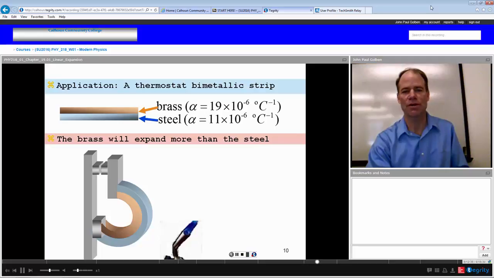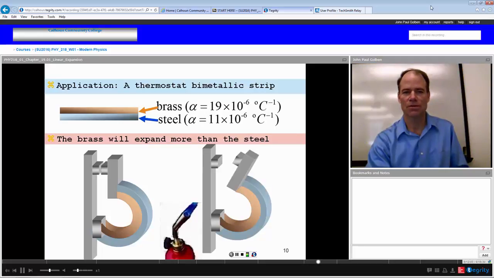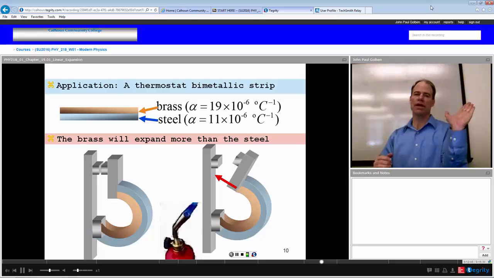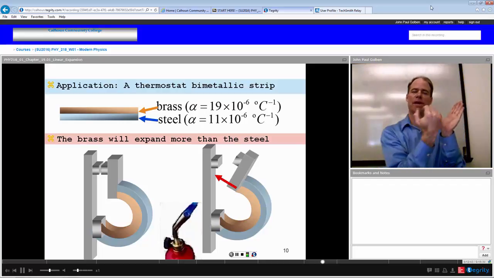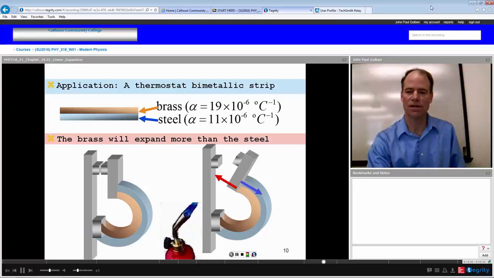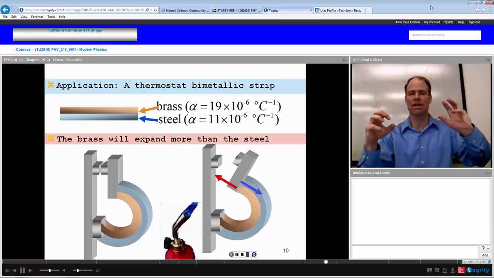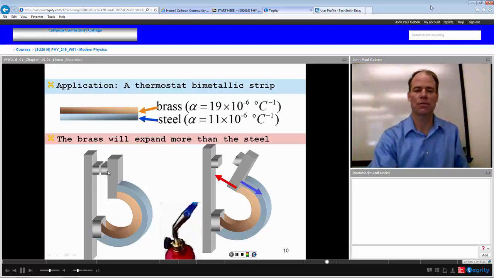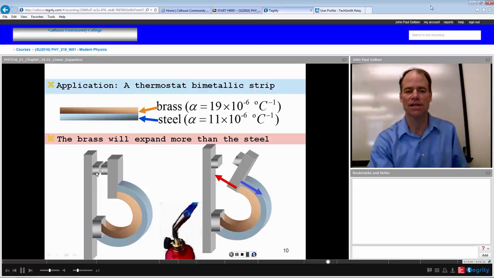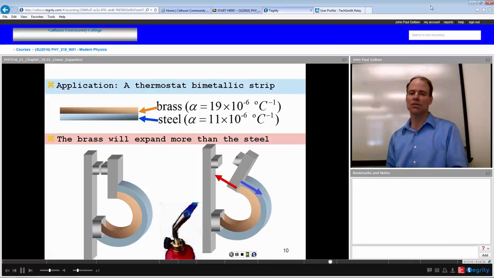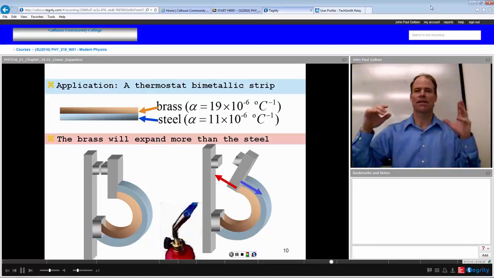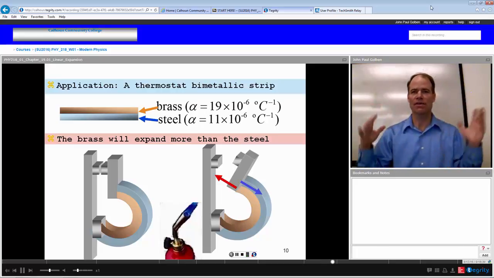So if the temperature were to go up, with the brass expanding more than the steel, we would have this kind of situation where the brass is expanding more this way and the steel is expanding less. So there's going to be a torque on this last metal piece there, and because of that torque it's going to rotate, and because it rotates, it'll rotate away from making an electrical contact here, and hence it will stop the electrical circuit.